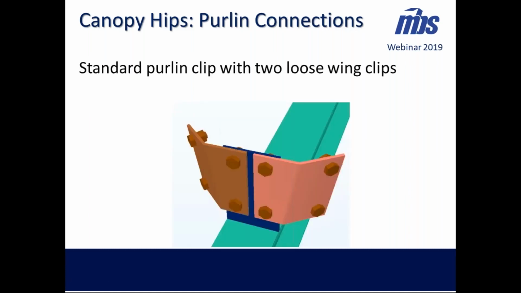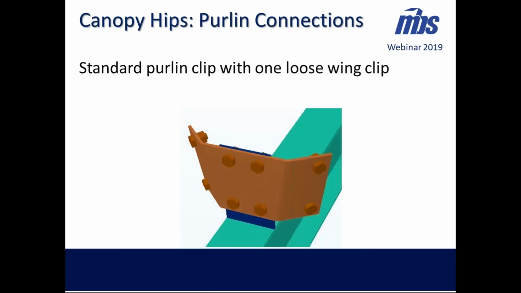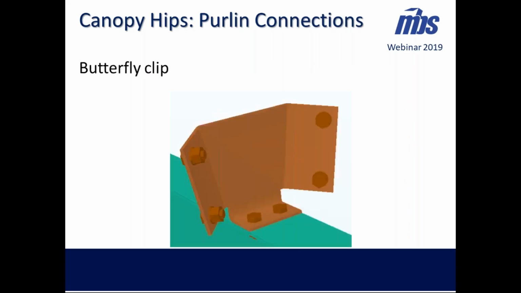Maybe you want to use your standard Purlin clips and bolt 2 wing plates. Or instead of using 2 wing plates, maybe use 1 long wing clip there and bolt that with your Purlins. And lastly, the butterfly clip.